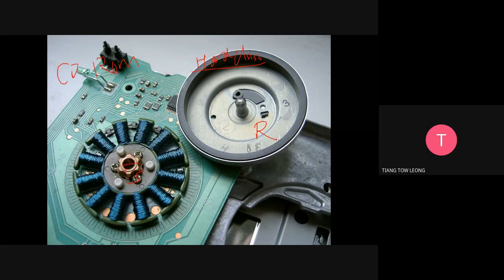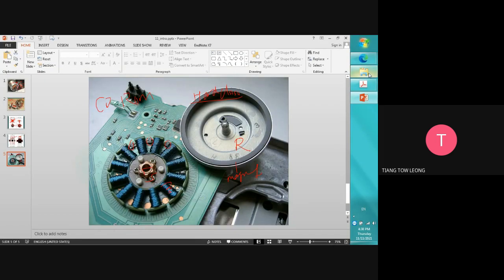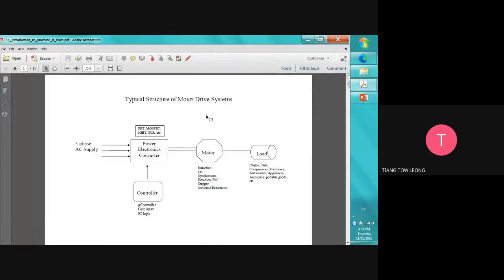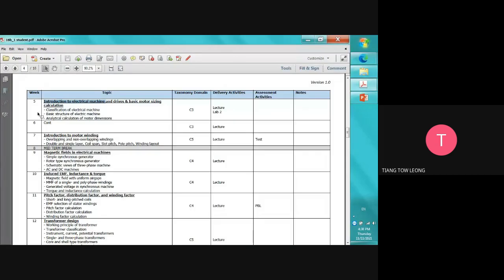This is the stator part, and then this one is a Hall effect sensor. This is the magnet. Then the winding. So this is just for introduction. And then we continue, since we are already here.